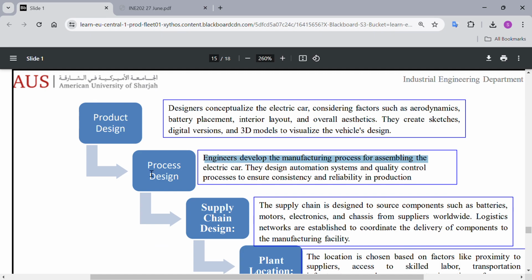And then after the product design, you're going to go to the process design. You're going to design and develop the manufacturing process for assembling the electric car.